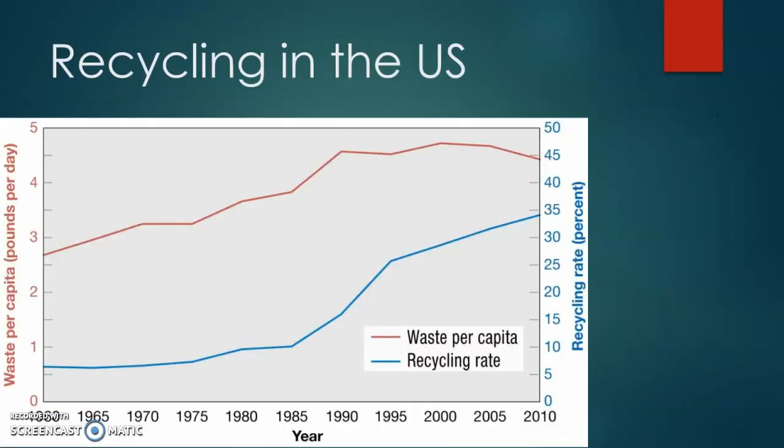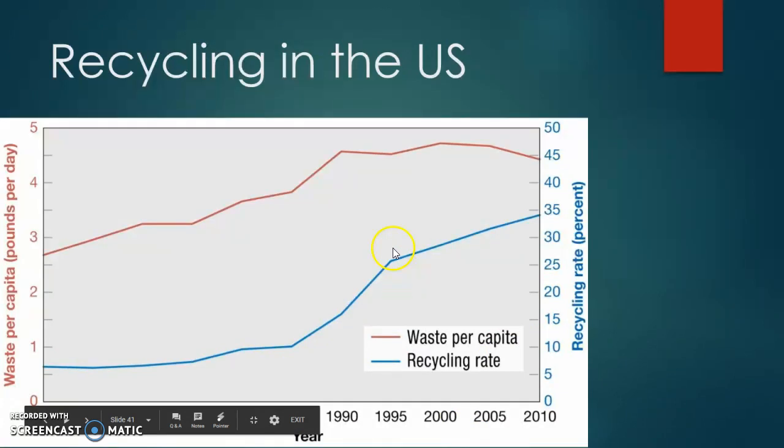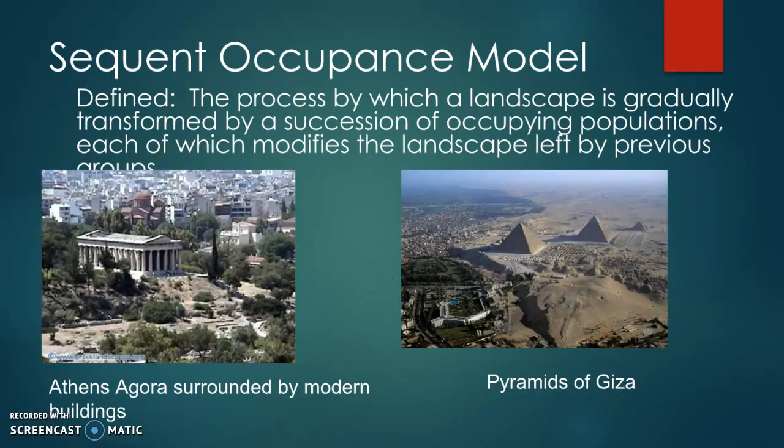So this is recycling in the United States. In 95, you see a huge spike in recycling. Alright guys, I had to cut that previous slide short because I ran out of time. So this is the last one, the sequent occupants model.